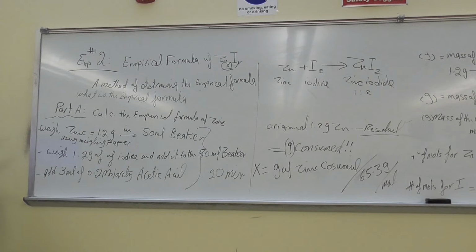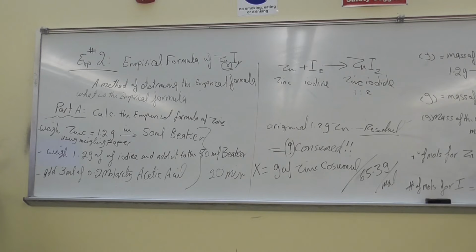Subtract the weight of the dish. We don't want that. So when you finish that, we are going to be able to collect the zinc iodide, right? That's the collected zinc iodide out of the reaction. When we subtract the mass of the consumed zinc, that will give me the mass of the zinc consumed, right? Because I have zinc iodide minus zinc will give me the iodide.